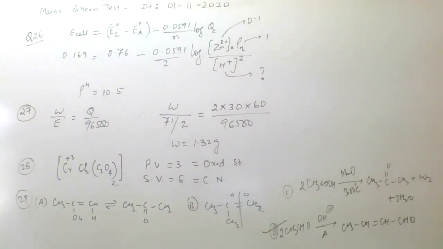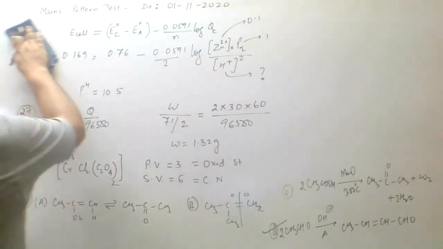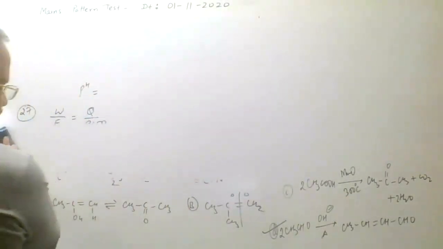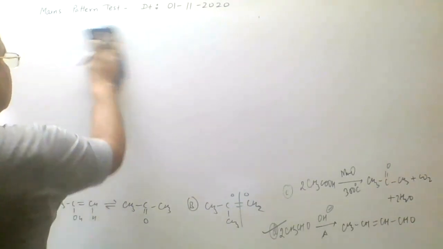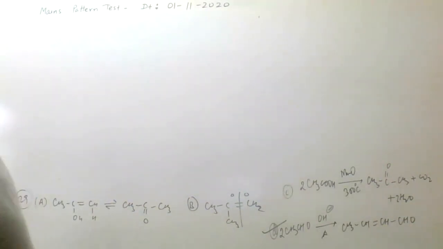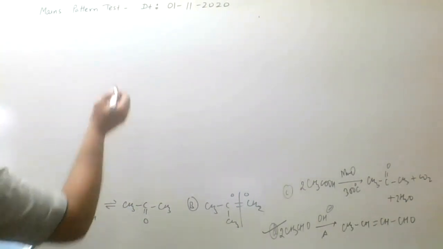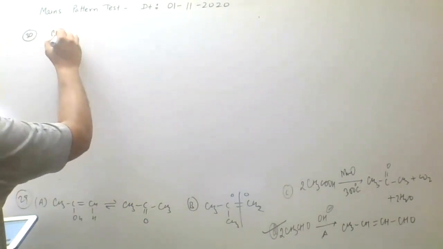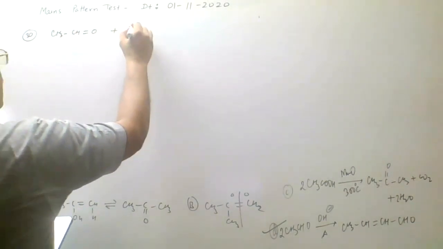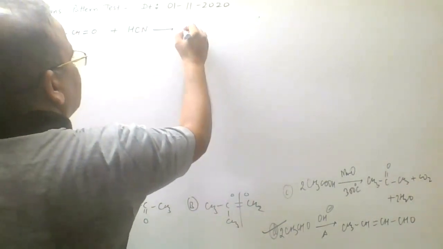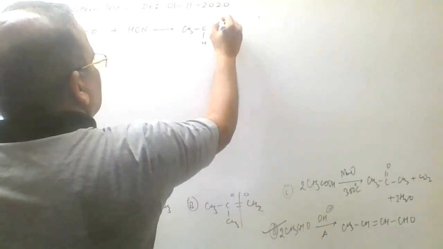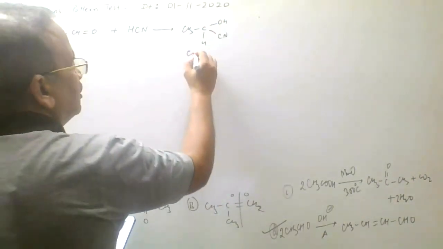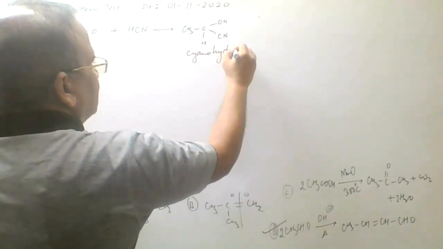For question number 30, we are given CH3CHO and HCN. We have to check the products. CH3CH=O reacts with HCN, so we'll get CH3CH(OH)CN, that is the cyanohydrin. Right? We'll get the cyanohydrin.